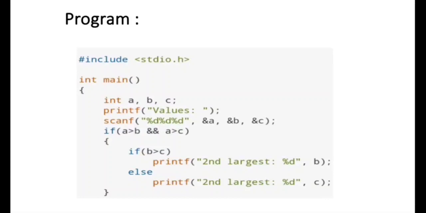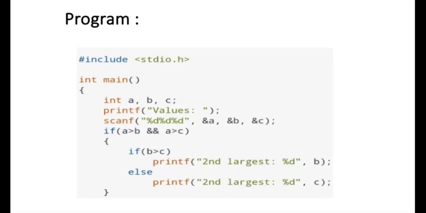stdio.h, which is a standard input output function, int main, open the curly braces, int a, comma b, comma c, close with semicolon, printf of values. In C language, after the completion of every statement, a semicolon is used. Scanf of %d, ampersand a, comma ampersand b, comma ampersand c.